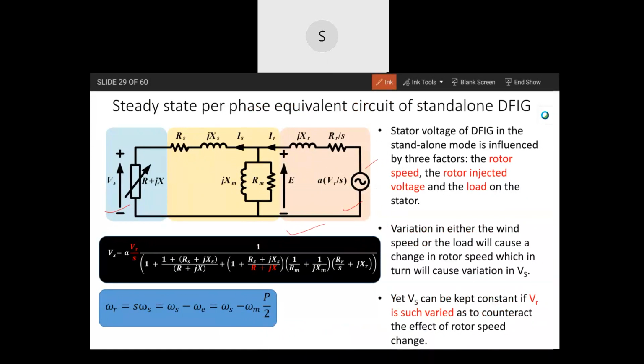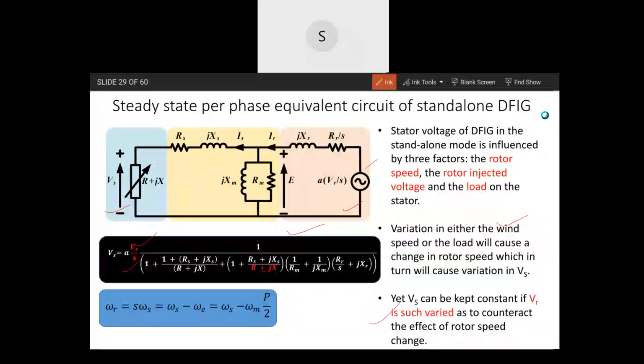The stator voltage can be expressed as a function of the slip, that is rotor speed, the rotor injected voltage VR, and the load. Now, if any of these three varies, then the stator voltage will vary. VS should not vary; it should be kept constant. Variation in either the wind speed or the load will cause a change in rotor speed, which in turn will cause variation in VS. This usually happens. Even if you adjust VS to a value, a change in load or a change in wind speed will cause a change in the stator voltage in standalone.